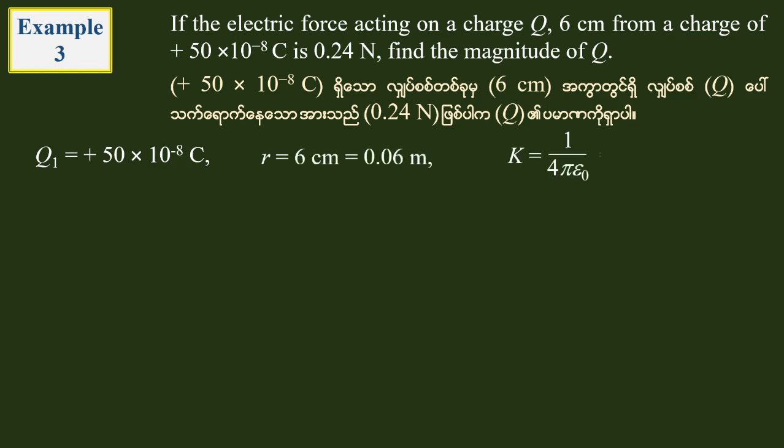Here r is equal to 6 centimeters, that is equal to 0.06 meter. And K is equal to 1 divided by 4 pi epsilon naught, that is equal to 9 into 10 to the power 9 newton meter square per coulomb square.